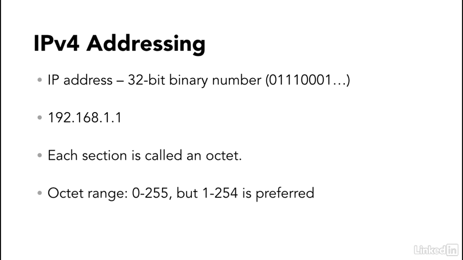The value of each octet can be 0 to 255, but we seldom see actually 0 or 255 used. In many cases, those are reserved for special purposes. So most commonly, we see the numbers between 1 and 254 used as each octet of the IP address.